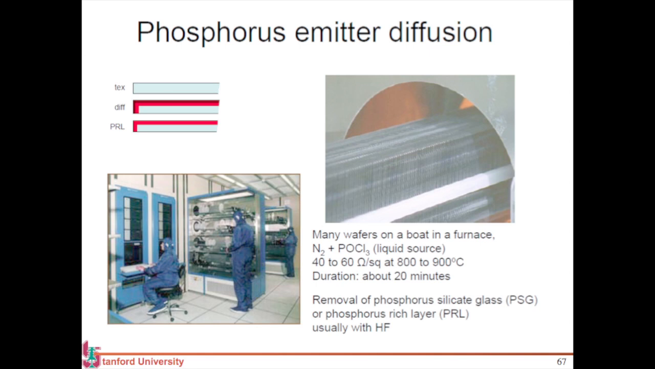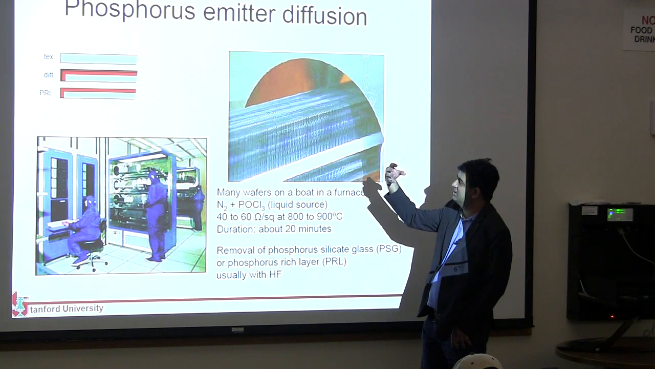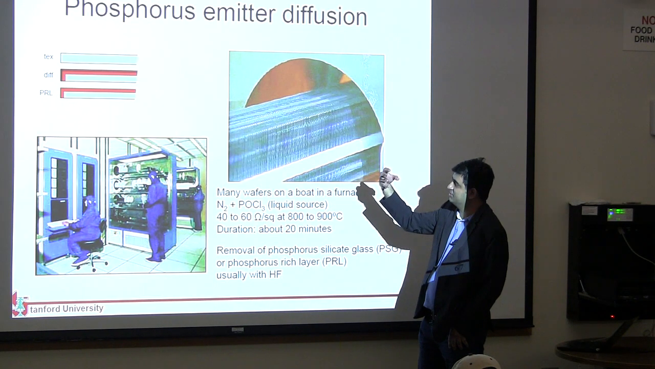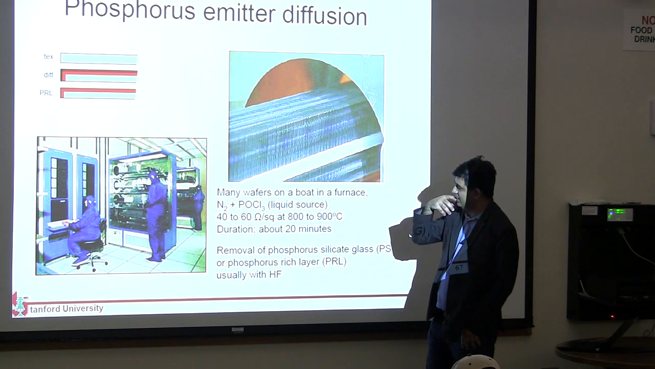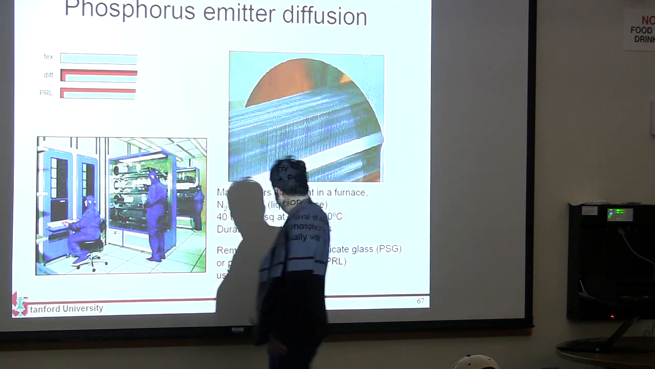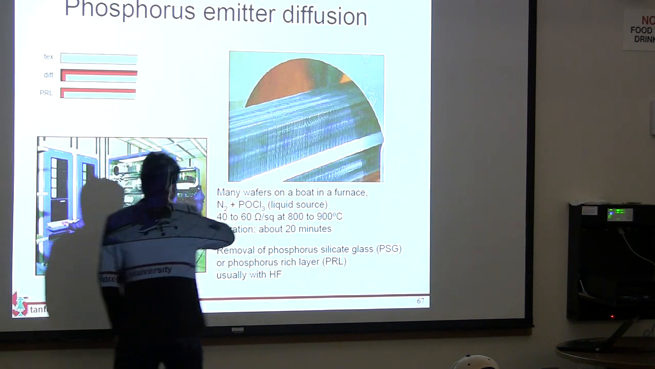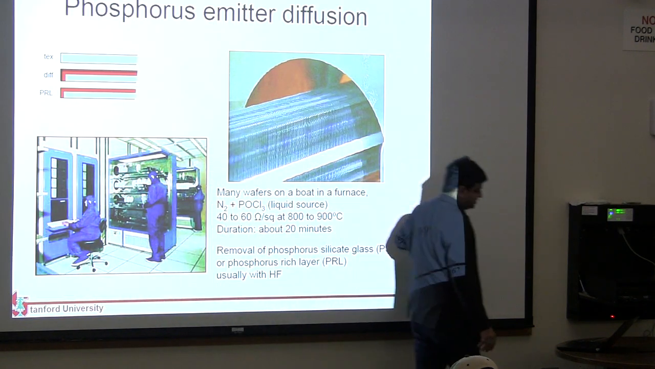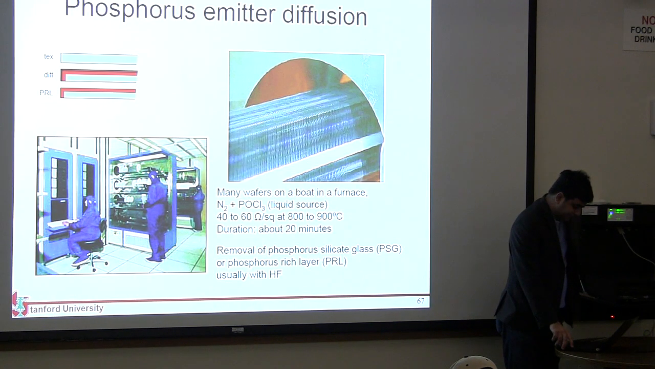And then the next thing they do is they form that P plus layer on the top. The way this is done is, again, implantation is taboo. So the way you do it is you deposit phosphosilicate glass and you fire it, so that the dopants diffuse from your phosphosilicate glass into your silicon, and then you etch off that PSG layer with HF. And shown here is a furnace which is used for doing this.